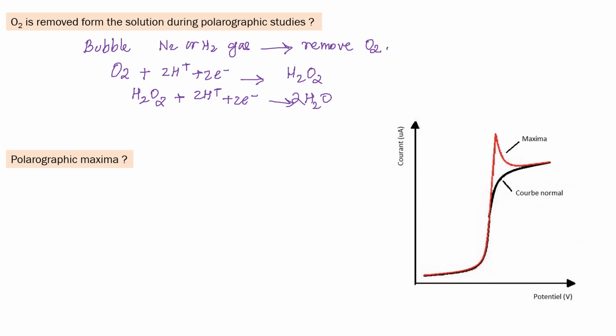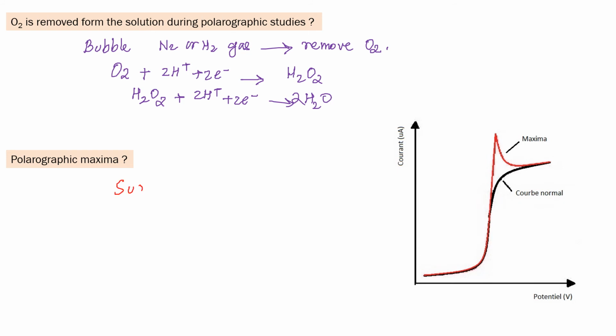It is expected to be a result of some problem associated with the mercury drop. That is, when the mercury drop falls on the solution, it leads to some kind of disturbances in the surface. That may be the reason for this polarographic maxima, and there is no clear idea about that, but it can be eliminated by making use of some surface acting agents.